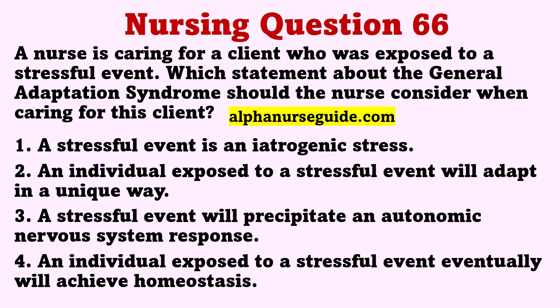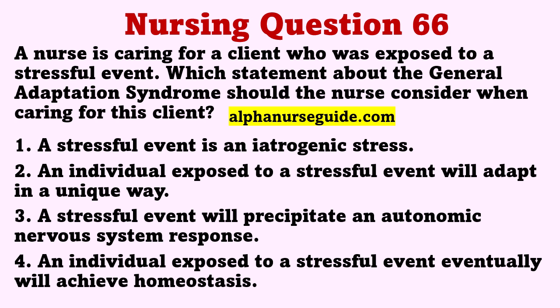A nurse is caring for a client who is exposed to a stressful event. Which statement about the general adaptation syndrome should the nurse consider when caring for this client? 1. A stressful event is an iatrogenic stress. 2. An individual exposed to a stressful event will adapt in a unique way. 3. A stressful event will precipitate an autonomic nervous system response. 4. An individual exposed to a stressful event eventually will achieve homeostasis.